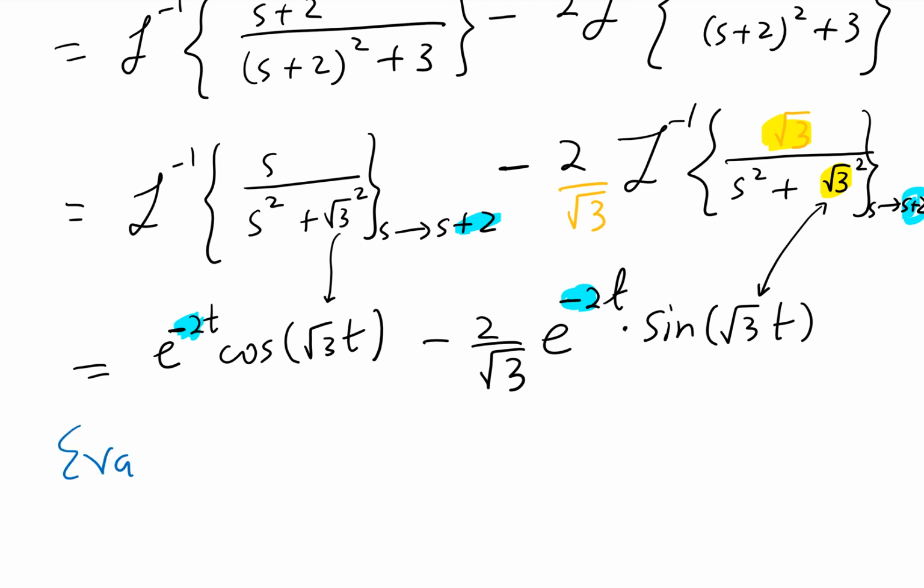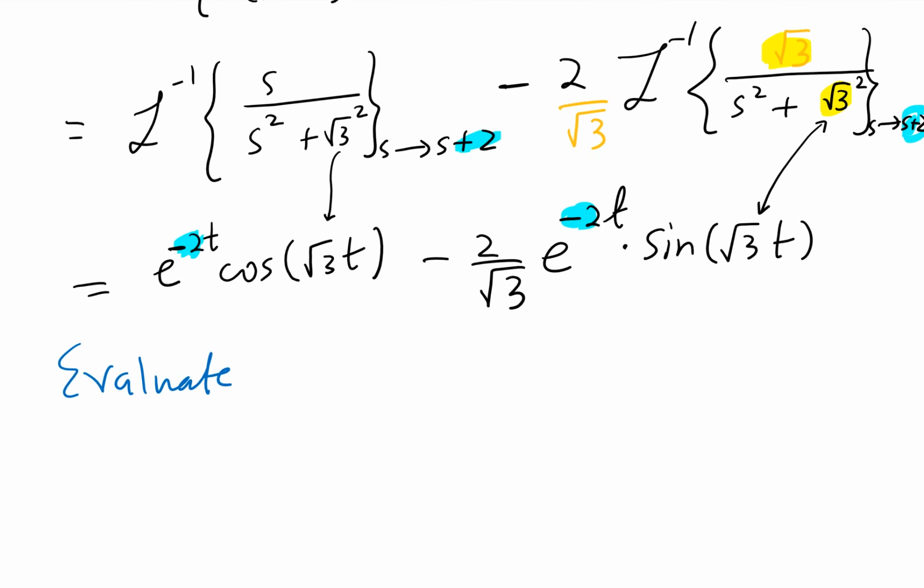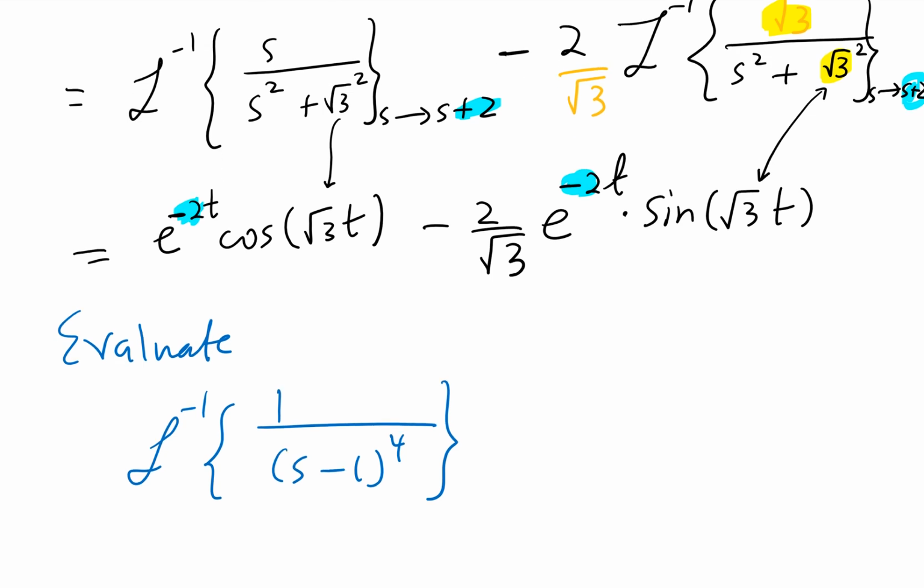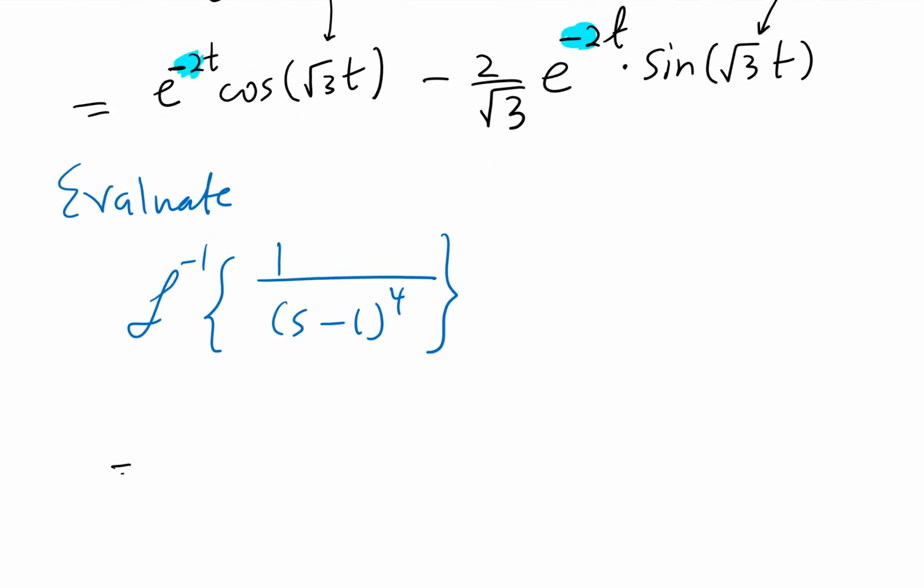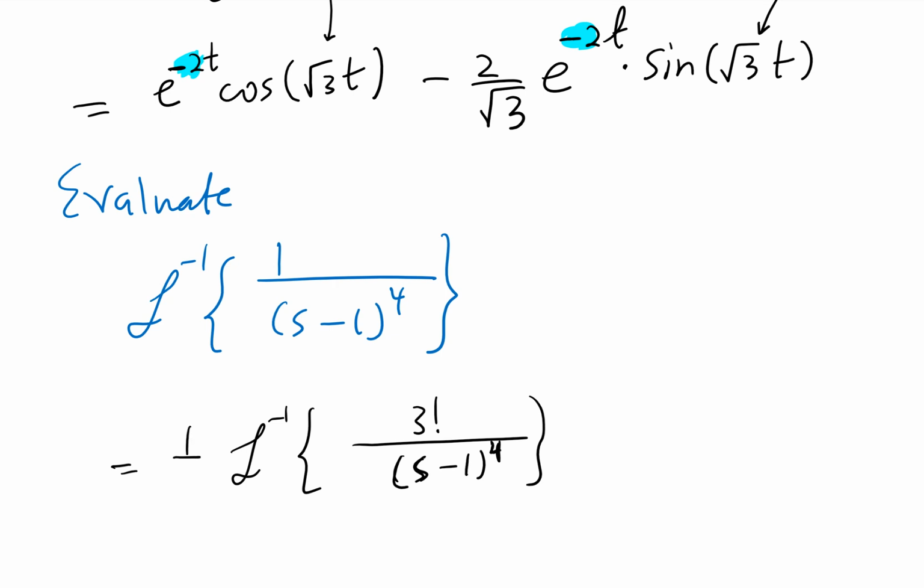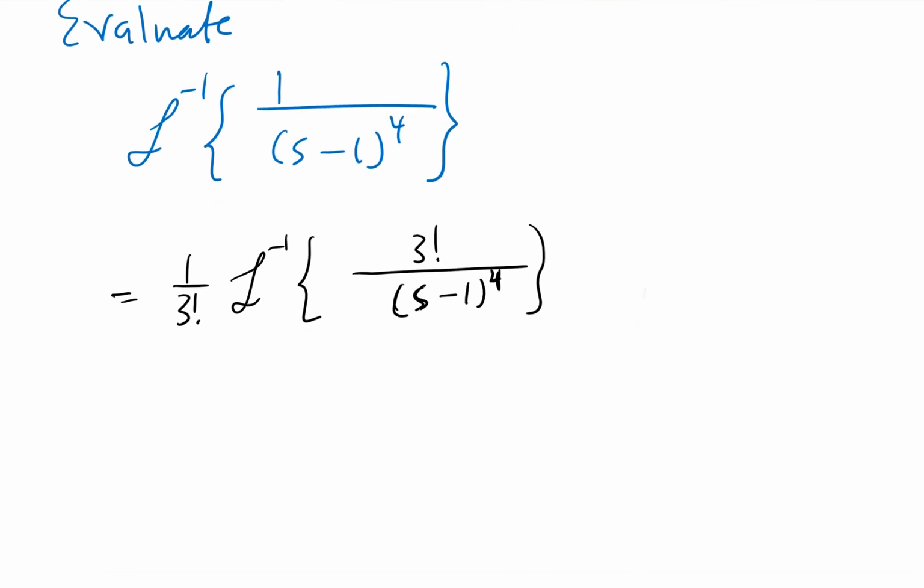Same for another example. Evaluate the inverse Laplace of 1 over s minus 1 to the 4th power. How do we find that out? To start with this one, the first thing is this is a Laplace inverse. Let's see what we have. S minus 1 to the 4th. Just imagine that this is s to the 4th in that sense. So what goes on the top is 1 less than the exponent, factorial. So if it's 4, it goes 3 factorial. And since we put a 3 factorial there, we have to multiply by the reciprocal outside.